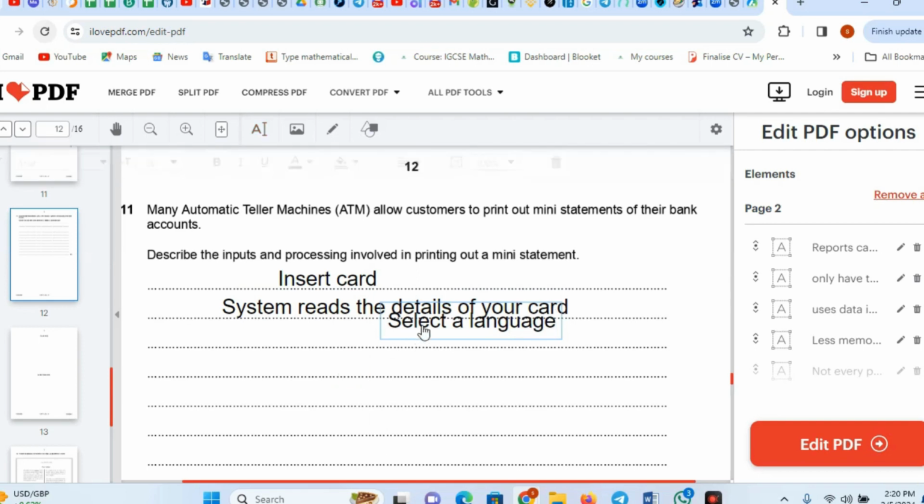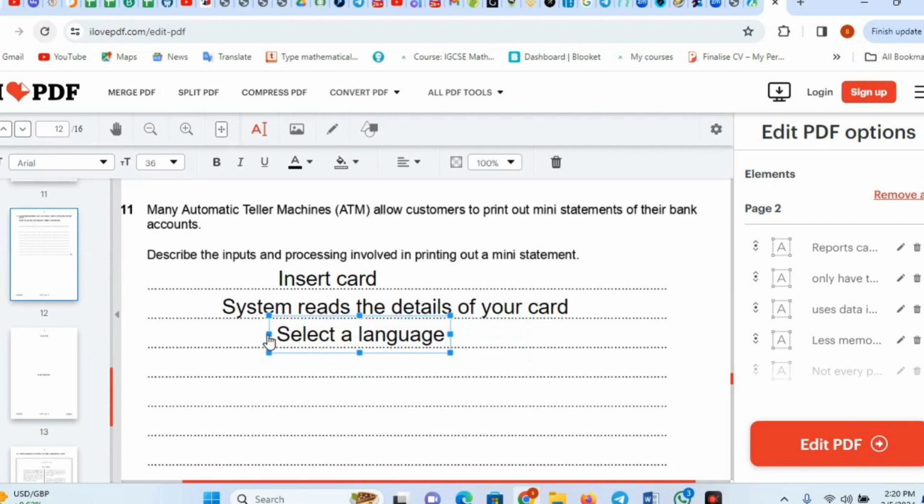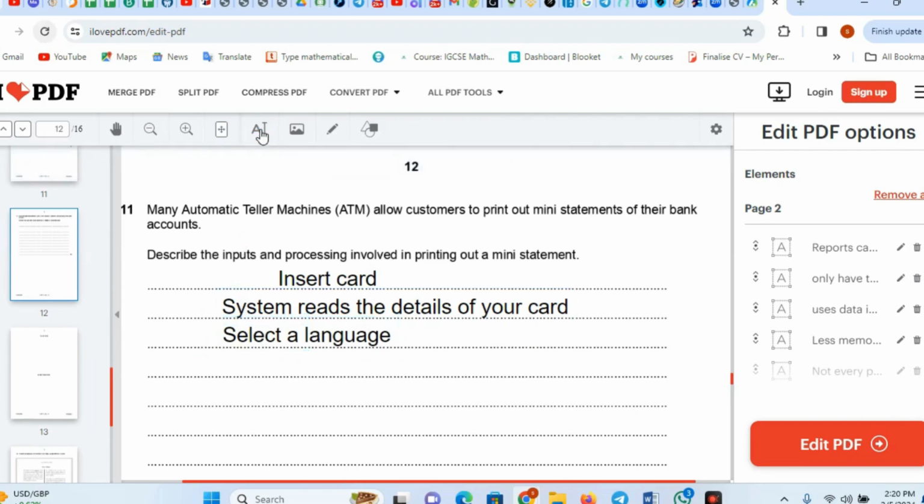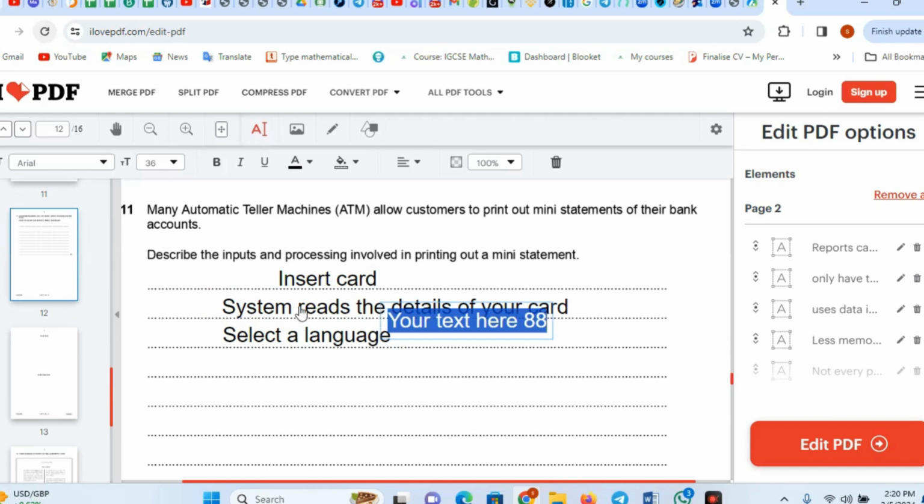So after that, what next? Yes, thank you. It is going to ask you to input your PIN. Because without your PIN, you can't have access to your ATM. So you enter your PIN. Enter PIN.